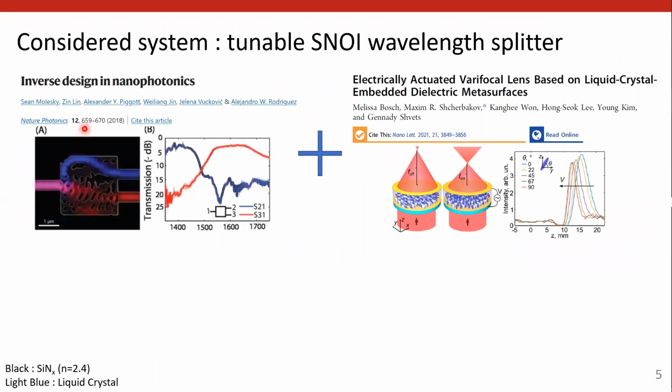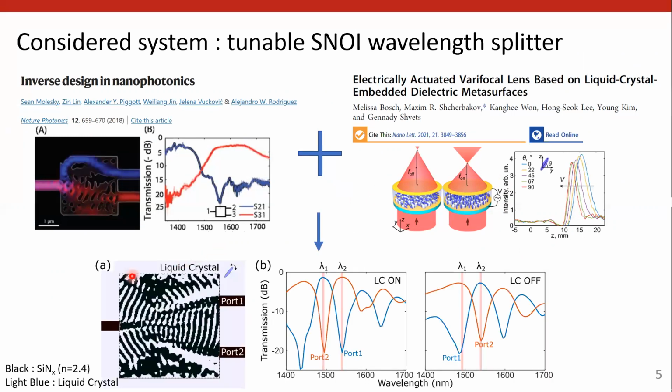The system we consider is an integrated photonic platform for a wavelength demultiplexer. And we combine that with liquid crystal to add more complexity by having this tunable material. So here we consider a silicon nitride on insulator platform. This black area is the silicon nitride, and the whole device is immersed in this liquid crystal. By changing the voltage that is applied across the liquid crystal, the device can perform in a different mode.